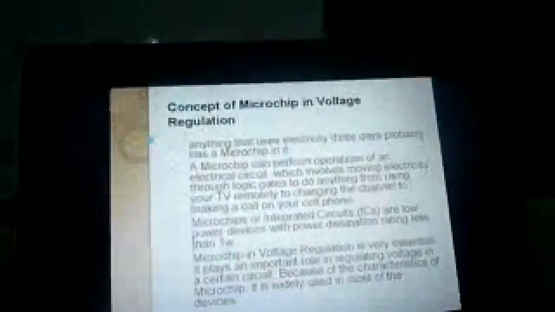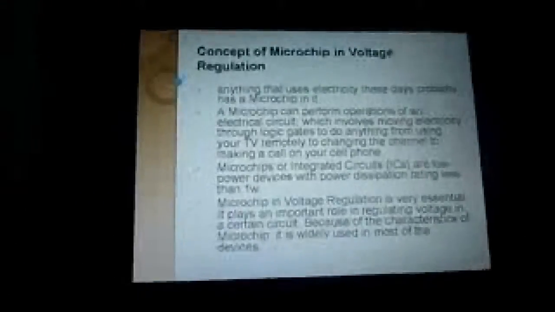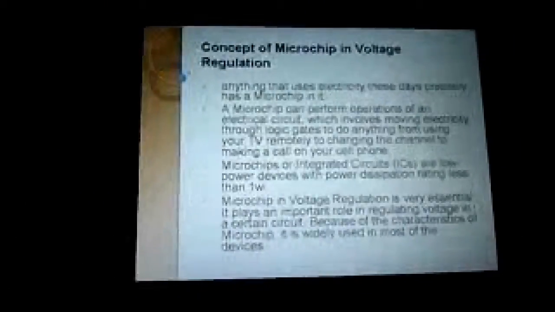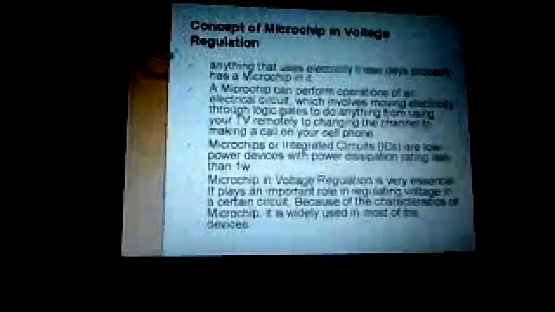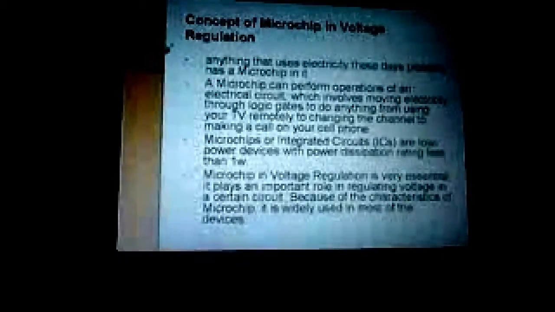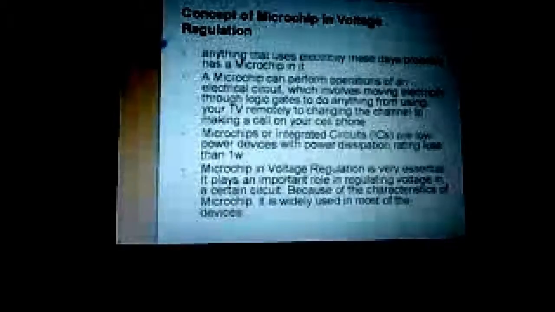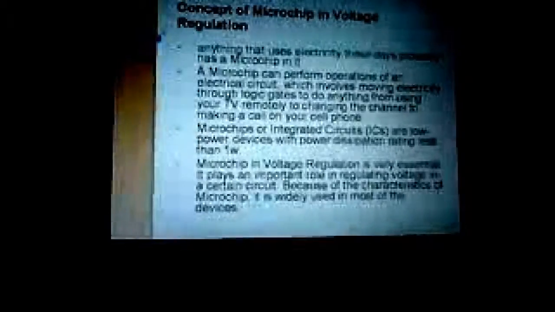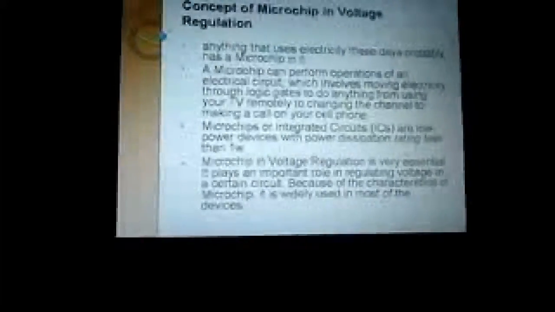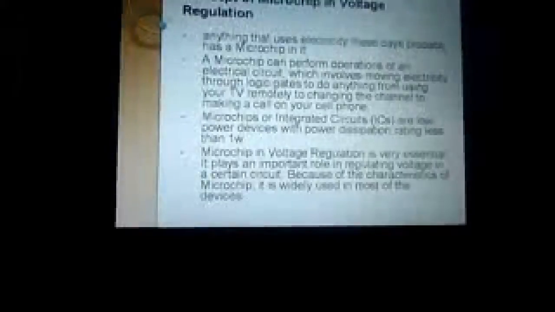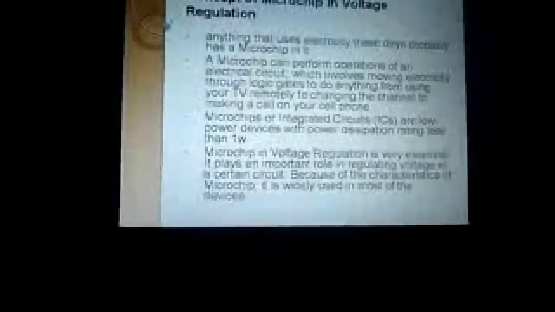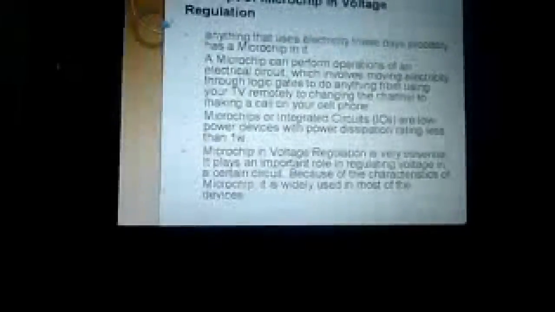The concept of microchip in voltage regulation. Anything that uses electricity these days probably has a microchip in it. A microchip can perform operations of an electrical circuit, which involves moving electricity through logic gates to do anything from using your TV remote or changing the channel to making a call on your cell phone.